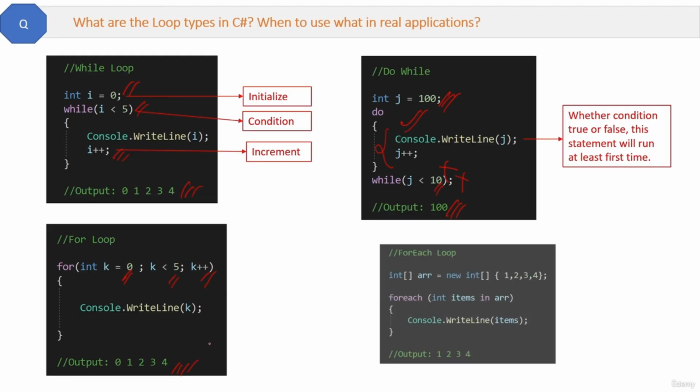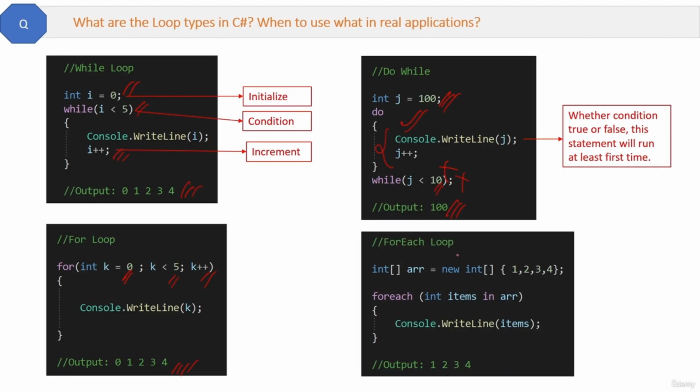The last one is a very important loop and we call it the foreach loop. This is mostly used with collections like array, list, dictionary. So that kind of collections, it is mostly used. So suppose we have an array like this. Now we want to iterate all the elements of the array one by one.